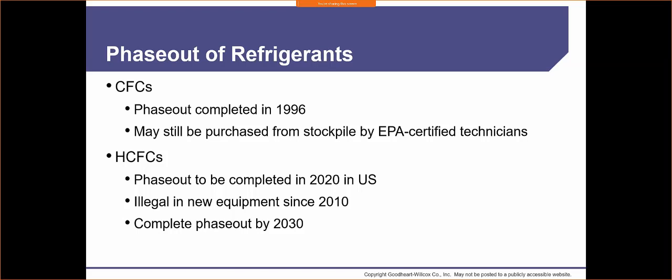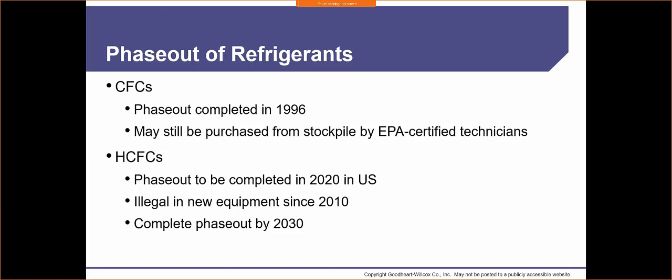All right, back to the CFCs. Phase out to be completed in 2020 in the US, illegal in new equipment since 2010. So as of 2010, no more production. All right, so even trying to find compressors for R22, you want to replace a compressor in a system, it died, yeah, no, good luck. It's not going to happen. You may find an old one sitting around, but why take that chance? We know that the system's pretty old already, so let's just not do that.